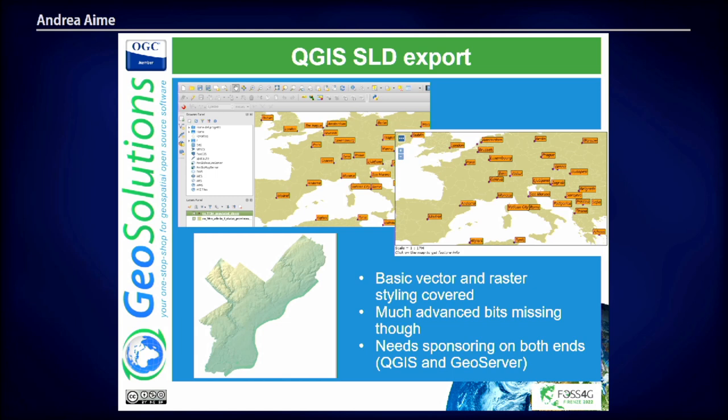QGIS has a set of rendering options which do not appear in SLD, so it's impossible to translate them. It has some limitation in what it can translate, so SLD is fully attribute-driven, but QGIS cannot export properly the attribute-driven part. So if you say, my line width comes from this attribute, you can do it in QGIS, but the SLD export fails, and it's going to use, I don't remember what, but not the attribute. But for simple styles, it's going to work, both raster and vector. And you can use it as a starting point for hand tweaking later.